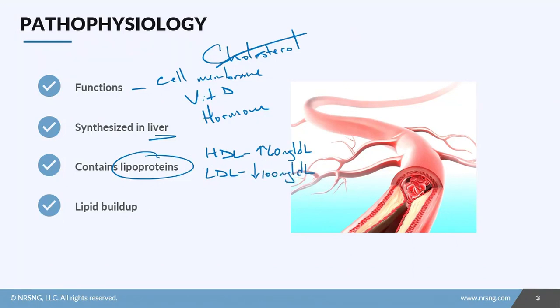So why do we keep one high and why do we want to keep one low? With HDL, it actually binds to the bad fat deposits and helps to get rid of them. With LDL, it's going to be a direct contributor to this lipid buildup, or these plaque buildups inside the vessels. So if we keep that low, that's going to keep this from occurring. And if we keep HDL high, it's going to help bind to these bad fat deposits and kick them out. Again, LDL is going to directly contribute to your lipid buildup.